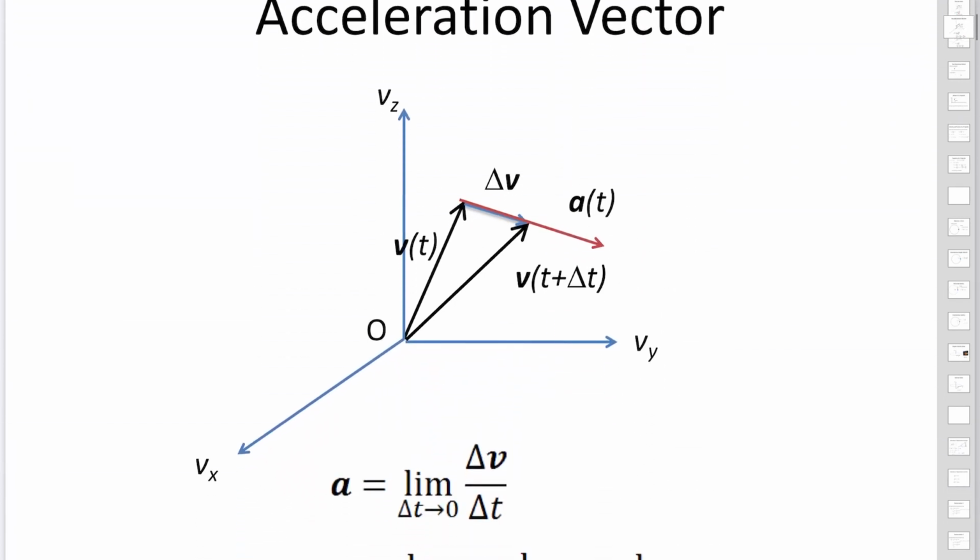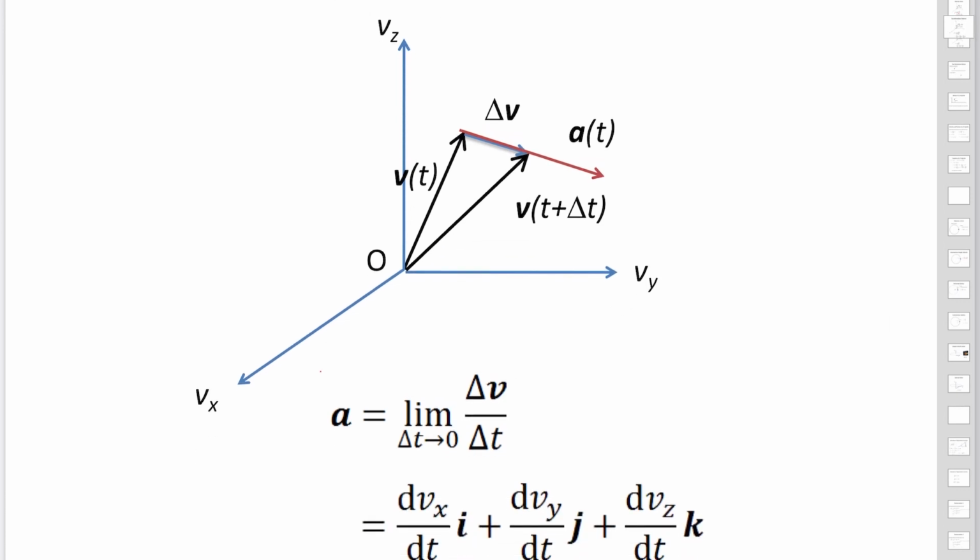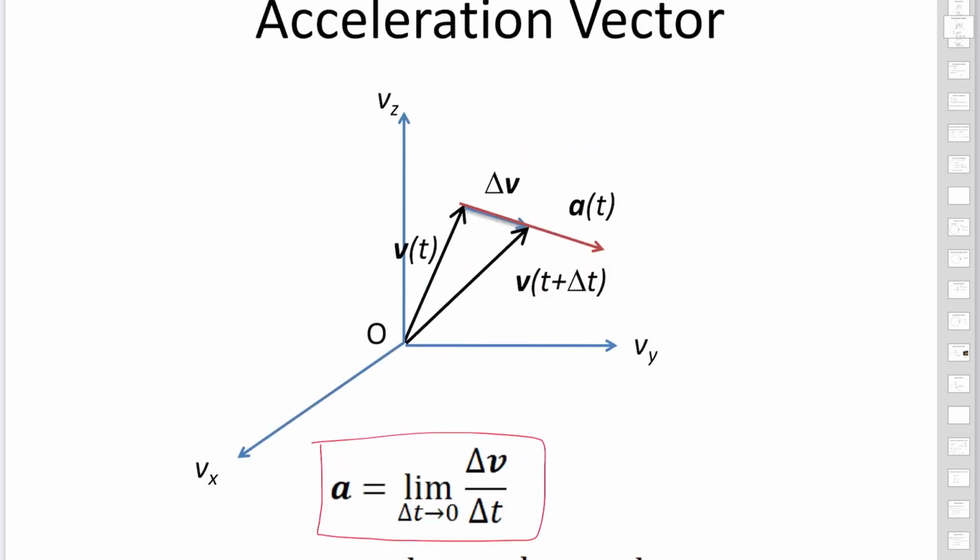Also, we can define the acceleration vector using the change of the velocities. So delta v over delta t, in the case where delta t is approaching 0. So we consider the constant speed in 1D.